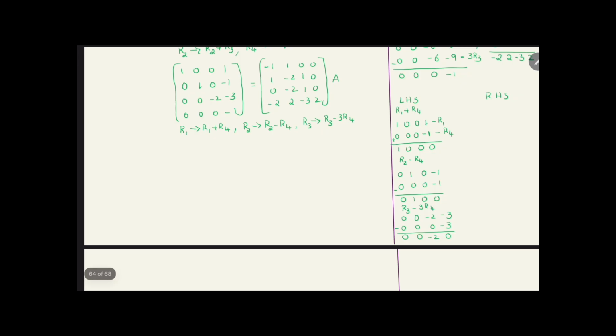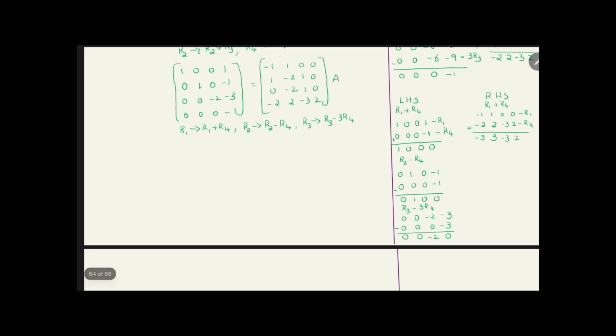Now for the right hand side matrix, see students, R1 plus R4. So what is the first row? It is minus 1, 1, 0, 0. This is R1. And what is R4? It is minus 2, 2, minus 3, 2. This is R4, and I should add these two. So 1 minus 1 minus 2, it is minus 3. 1 plus 2 is 3. 0 minus 3 minus 3, and this is 0 plus 2 is 2.